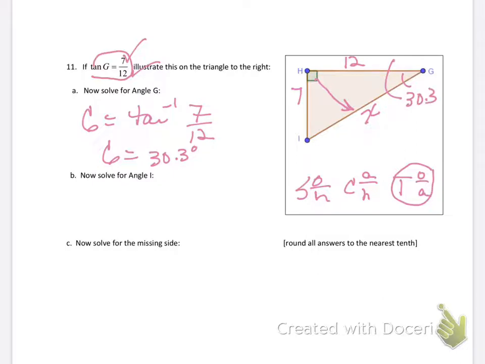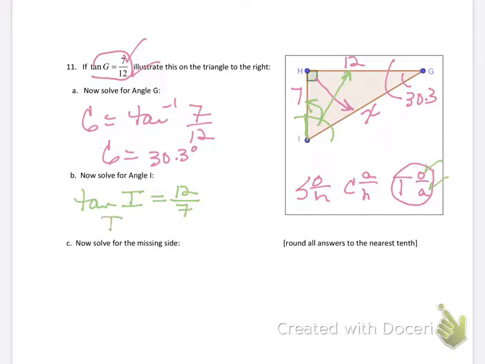I will change color. Now I want to solve for angle I. Here is angle I. What do I have? I have opposite and I have adjacent. I don't have the hypotenuse. So opposite and adjacent is going to be tan again. So I'm going to say the tan of angle I equals opposite from angle I's perspective is 12. Adjacent from angle I's perspective is 7. Remember, adjacent always hits the angle.